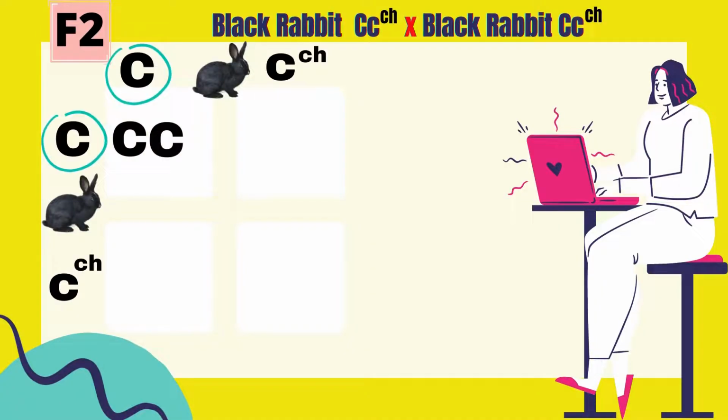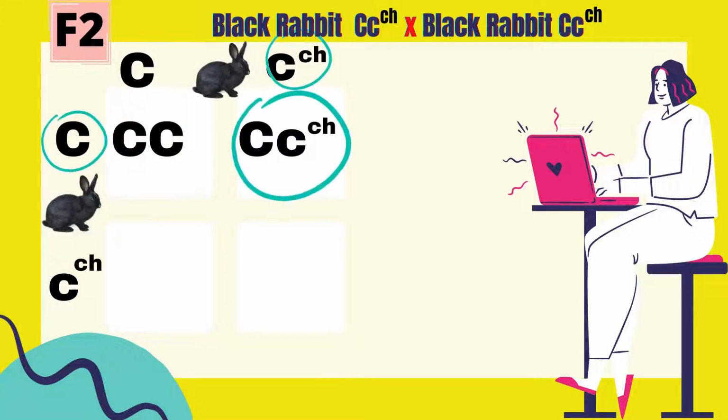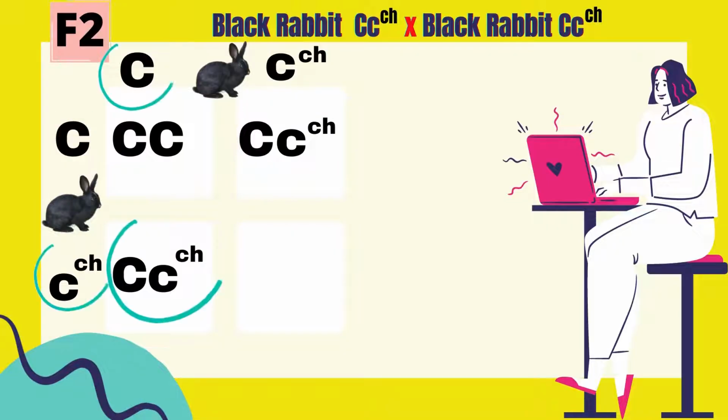Let's find out. For the first square, each parent will contribute an allele, combining capital letter C and capital letter C, so we have the genotype of the first offspring. For the second square, combine capital letter C and lowercase c with superscript ch, so we have the genotype of the second offspring. For the third square, combine capital letter C and lowercase c with superscript ch. Mapapansin nyo na unang sinusulat ang capital letter regardless ng posisyon kung nasa row or column siya, dahil nga ang capital letters are dominant over other letters.